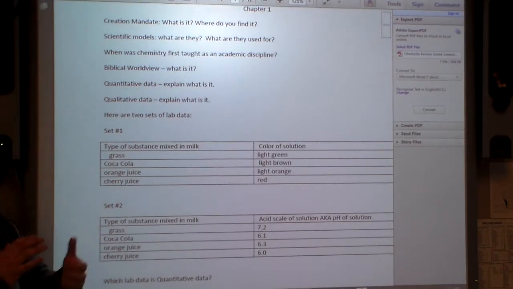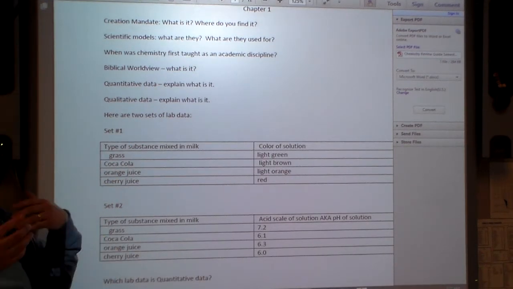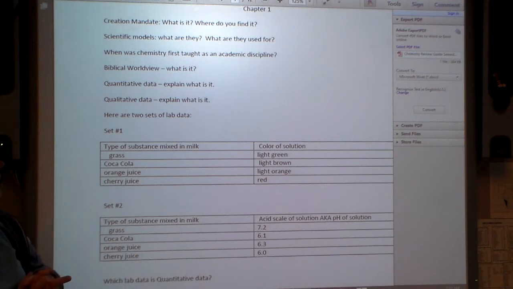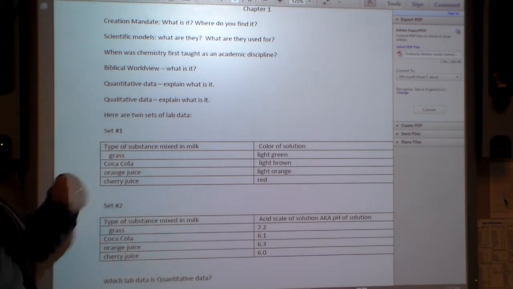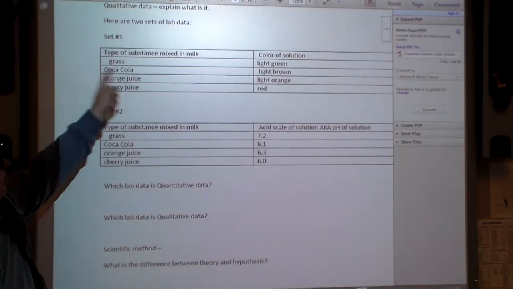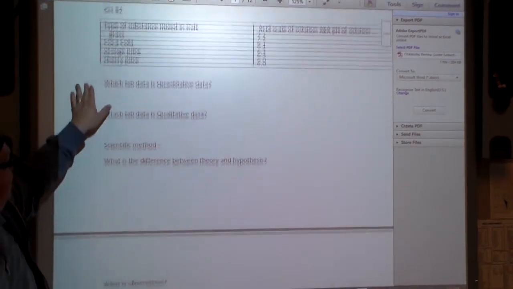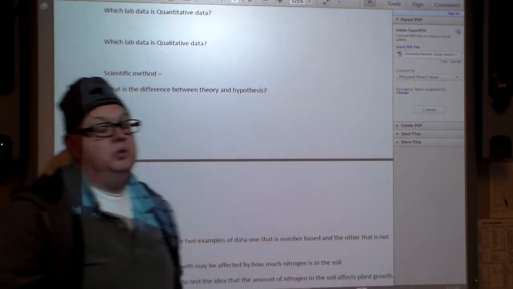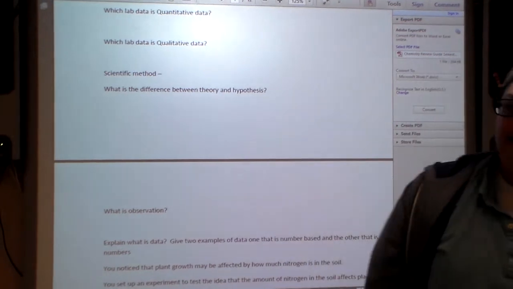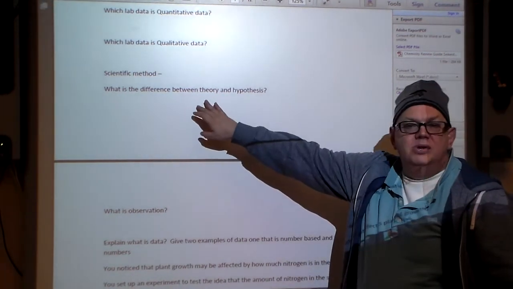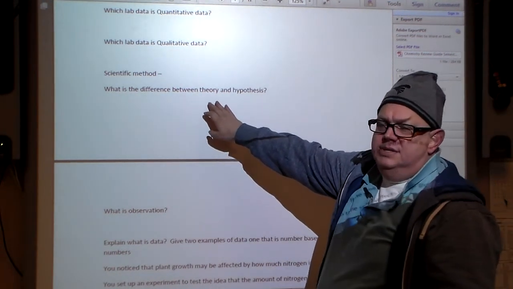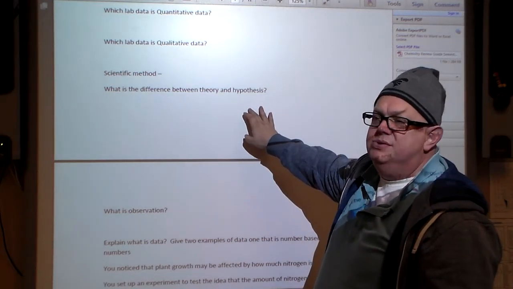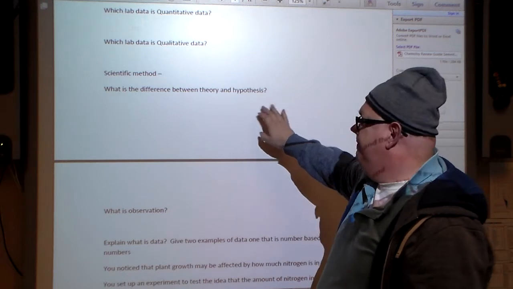Biblical worldview, what is it? Again, the idea of how you view the world based off of the scriptures themselves. Quantitative, qualitative, we already talked about that. Here's two examples of that. Scientific method, yeah. Knowing the difference between a theory and a hypothesis, absolutely. Theory has some more data to back it up. It's not completely accepted, whereas a hypothesis, it's a proposed explanation, okay?